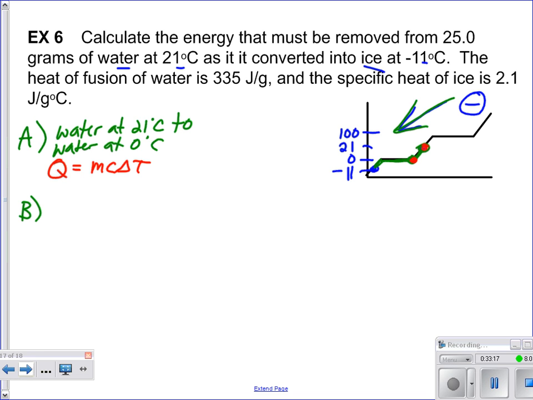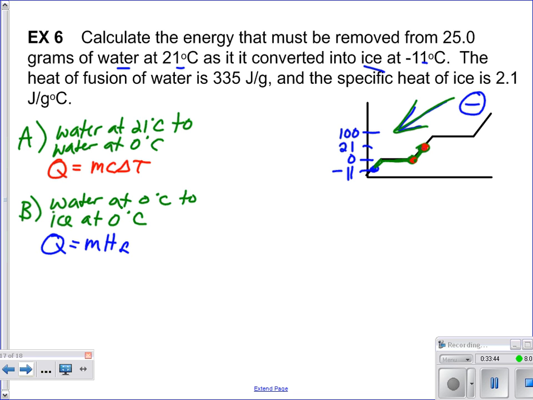My next step. I've got it currently as water at 0 degrees Celsius. I am right here on my graph. Where do I want to take it? Ice at 0 degrees Celsius. Good. If I want to do that, what formula am I going to use? Perfect. MHF.